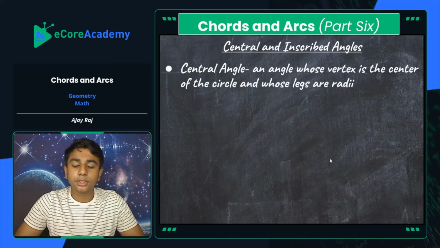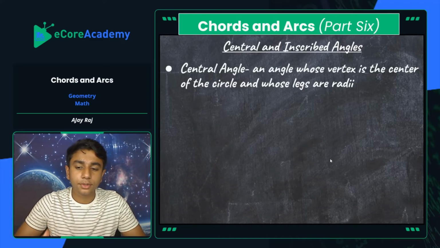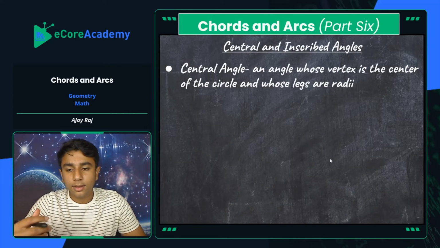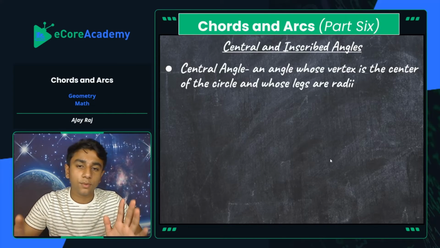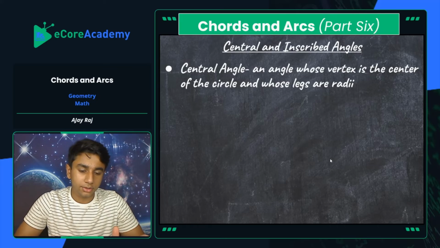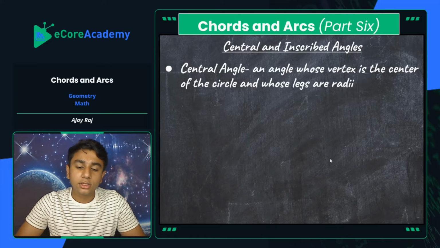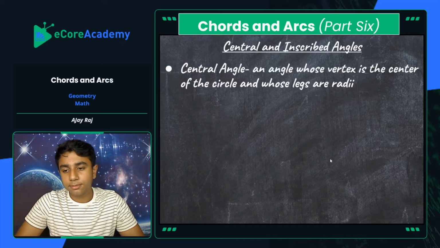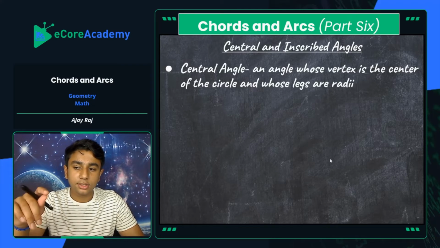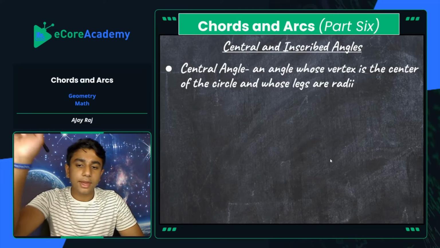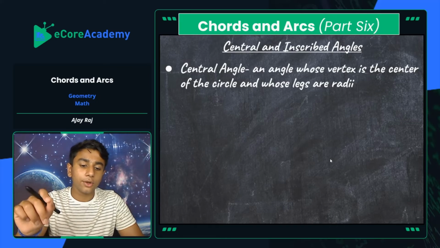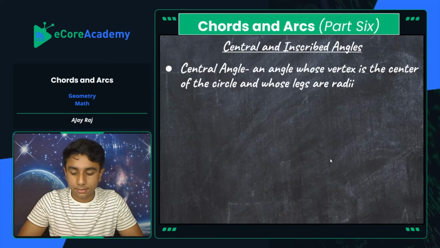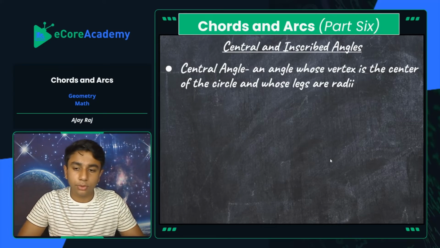So a central angle is an angle whose vertex is the center of the circle and whose legs are radii. Keep in mind, an angle is formed by two lines intersecting. That can be line segments or rays. In this case, it's going to be line segments. It's the angle formed when you take the center of your circle and draw any radii outwards: you're going to have an angle formed in between those two radii, and with two or more radii you'll have multiple angles.